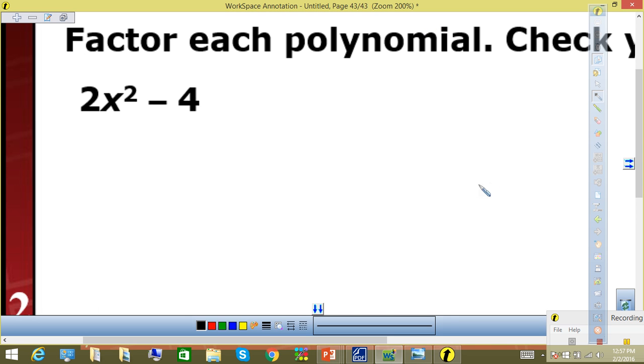Pens down, eyes up here. Here we go. I'm going to factor this polynomial, so that you can see why last night's homework was important to look up.